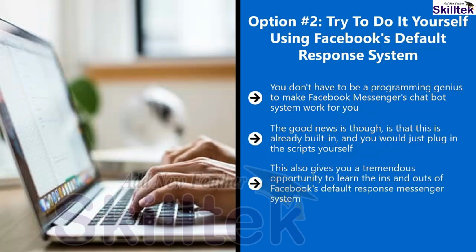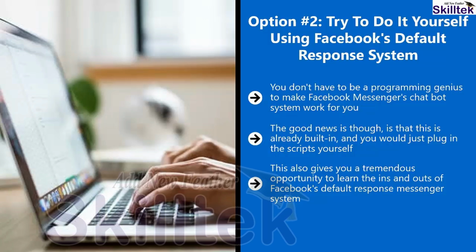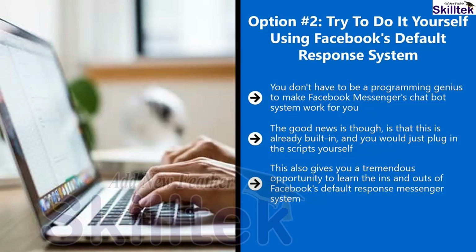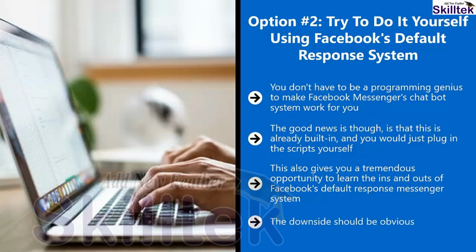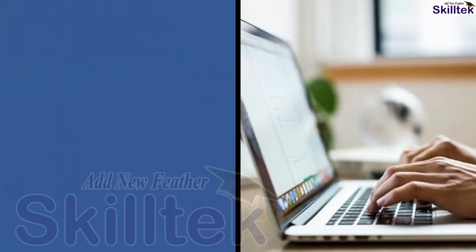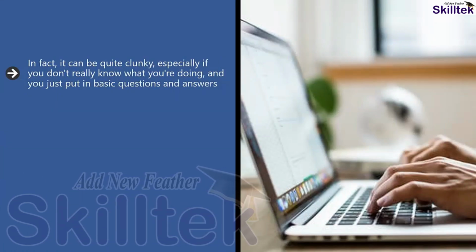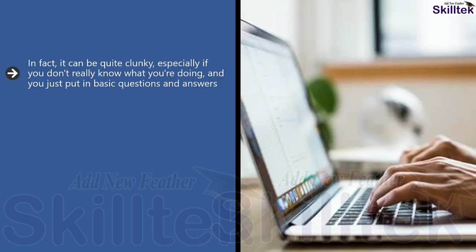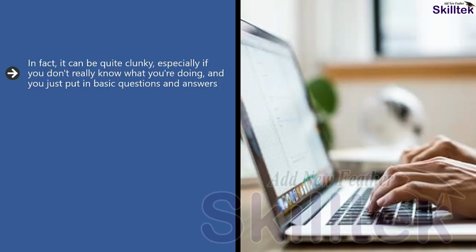This also gives you a tremendous opportunity to learn the ins and outs of Facebook's default response messenger system. You're basically turning it into your own response bot. The downside should be obvious. This option doesn't really unlock the full range of capabilities that Facebook Messenger automation brings to the table. It just gives you the very basic. In fact, it can be quite clunky, especially if you don't really know what you're doing and you just put in basic questions and answers. A lot of the questions may not be on point.